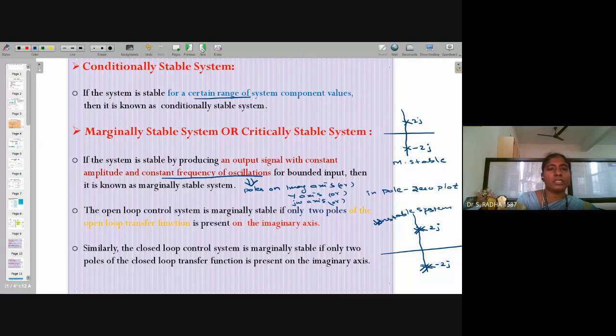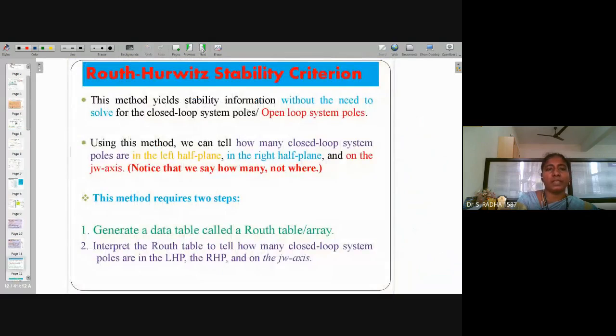So all these are the different things in stability. Now I am going to the Routh-Hurwitz stability criteria. It can also be called the RH criteria. Routh-Hurwitz are the scientists' names.